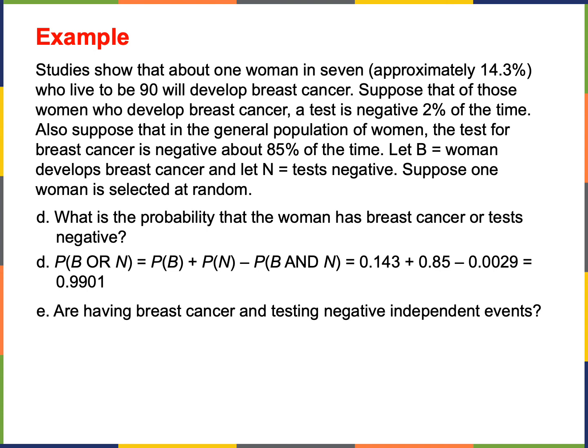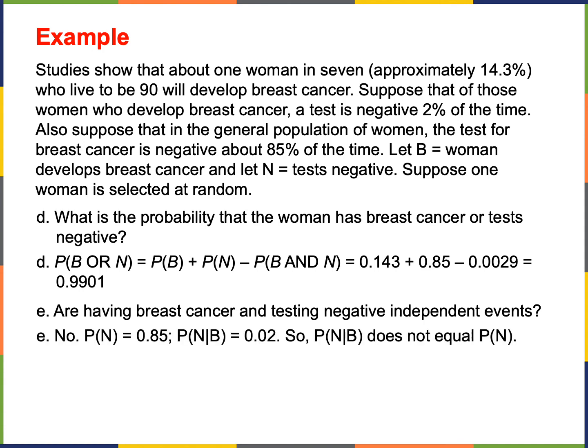Now, are having breast cancer and testing negative considered independent events? So how would we know that? We would know that because, remember, P of N is 85%, and P of N given B is 0.02. Remember, for them to be independent, P of N has to equal P of N given B, and they do not, so they are not independent events.